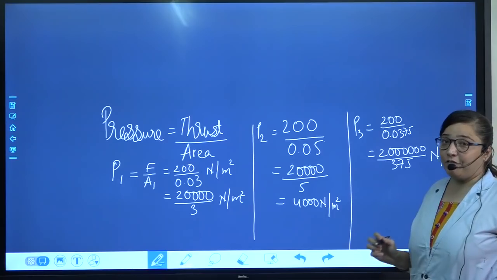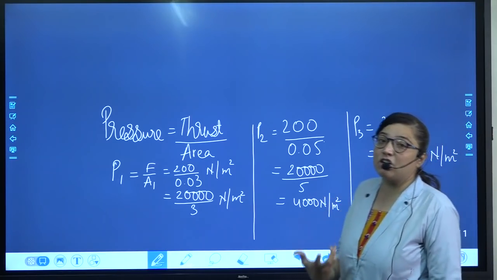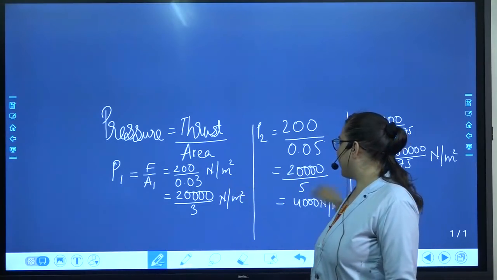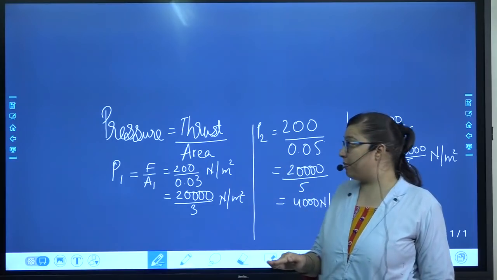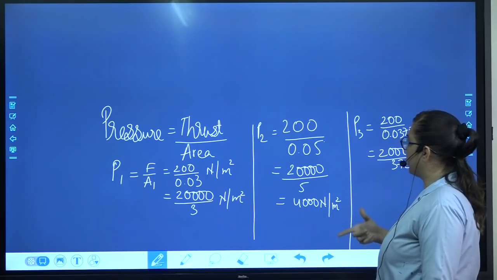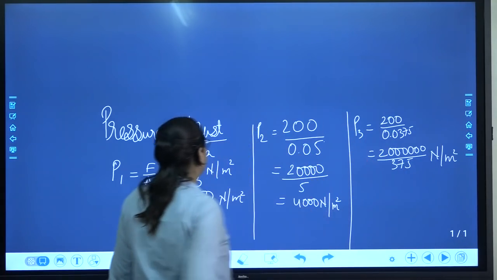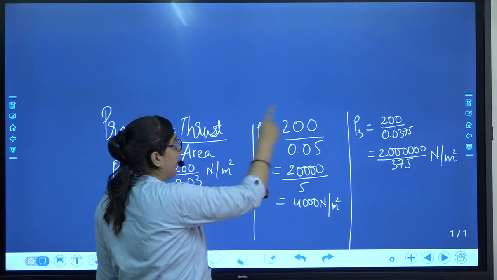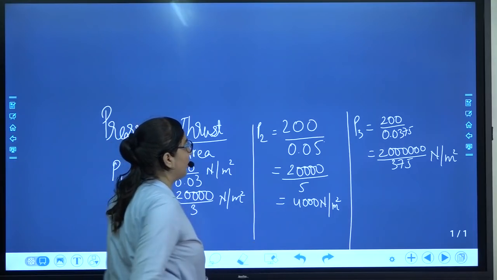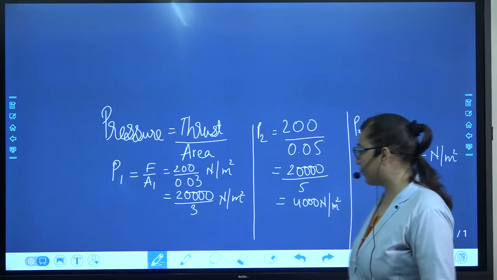So from here you can judge which one is exerting the maximum pressure. How? Just by looking at the denominator. Less the denominator, more will be the value of pressure. So the least one is this, then this one and this one. So P1 is greater than P3 is greater than P2. This is the least, particular pressure will be exerted over here.